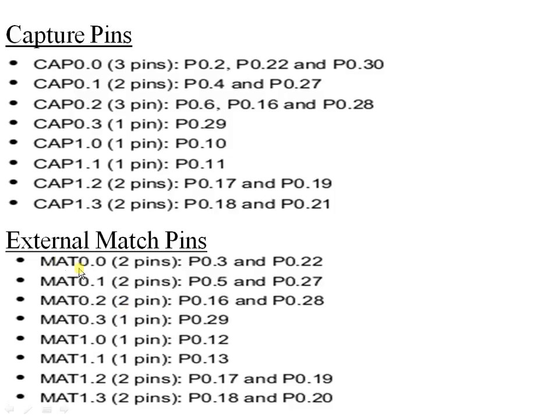Here you can see the external match pins. Same thing here: the first numeral indicates whether it is timer 0 or timer 1, and the second numeral indicates the channel number. So MAT0.0 is for timer 0's match channel 0, then match channels 1, 2, and 3. These are all for timer 0, and these are all for timer 1. As you can see, there are some pins under this category, and any one of these pins can be used as a match pin.